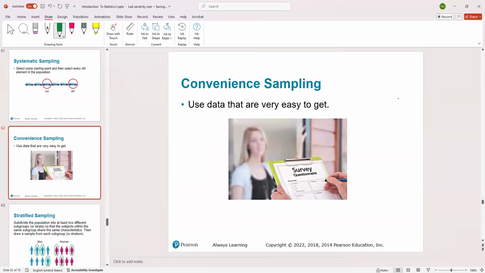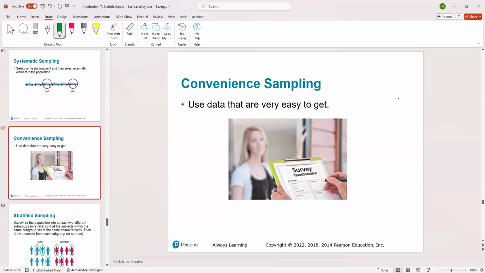Convenience sampling. With convenience sampling, we simply use data that are very easy to get, like questions that people can answer by yes or no.